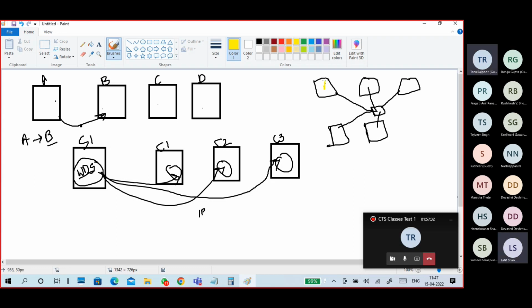For example, this is PC A. Send a packet to everyone who is connected in the same LAN network. So this is the broadcast.